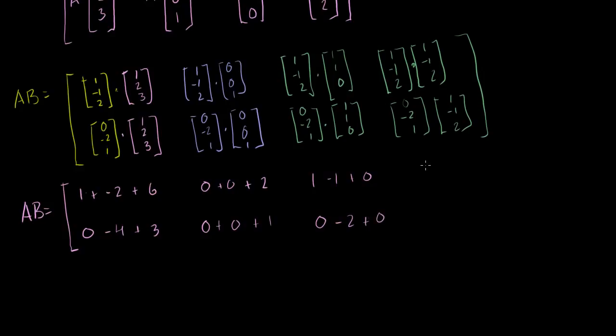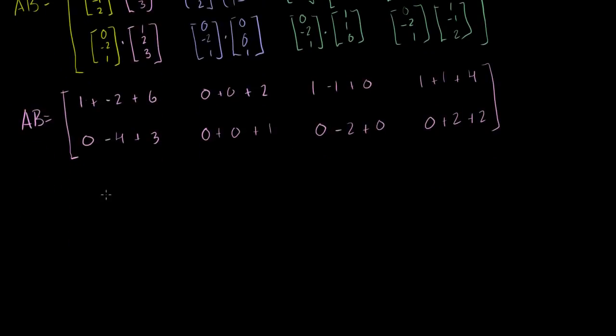Almost done. 1 times 1 is 1. Minus 1 times minus 1 is 1. 2 times 2 is 4. Finally, 0 times 1 is 0. Minus 2 times minus 1 is 2. 1 times 2 is also 2. And we're in the home stretch. Now we just have to add up these values.